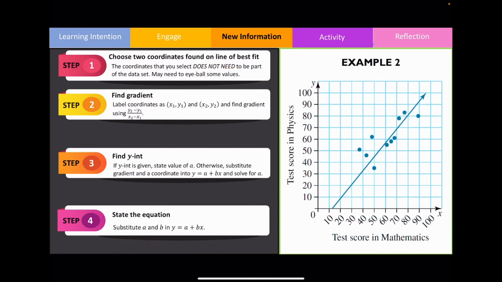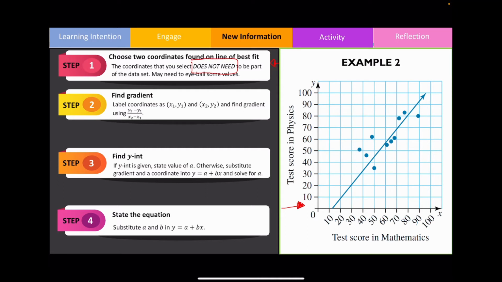Now, if you examine example 2 very closely, notice that this example is a bit different because the y-intercept is actually not clearly given to us, and that just means that we need to do a bit more calculations to get to our final answer. Anyway, let's start with step number 1. Step 1 says identify 2 coordinates that are found on the straight line. And just to remember, it doesn't need to be part of the original data set.